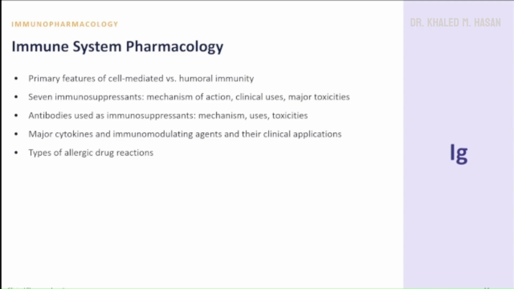Immune system is a very important topic to cover in clinical pharmacology one. We are going to speak about cell-mediated immune system, humoral immune system, medication used to suppress immune system, how this medication works. Then we are going to speak about antibodies and some cytokines in the clinical practice.